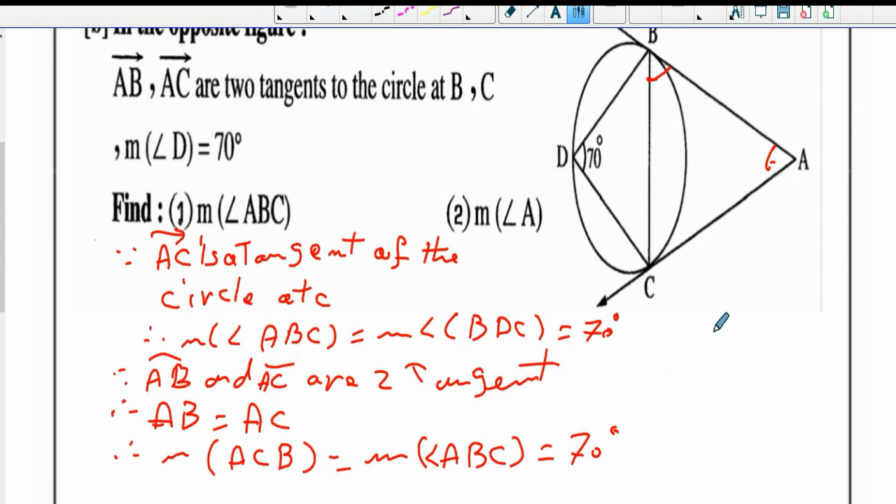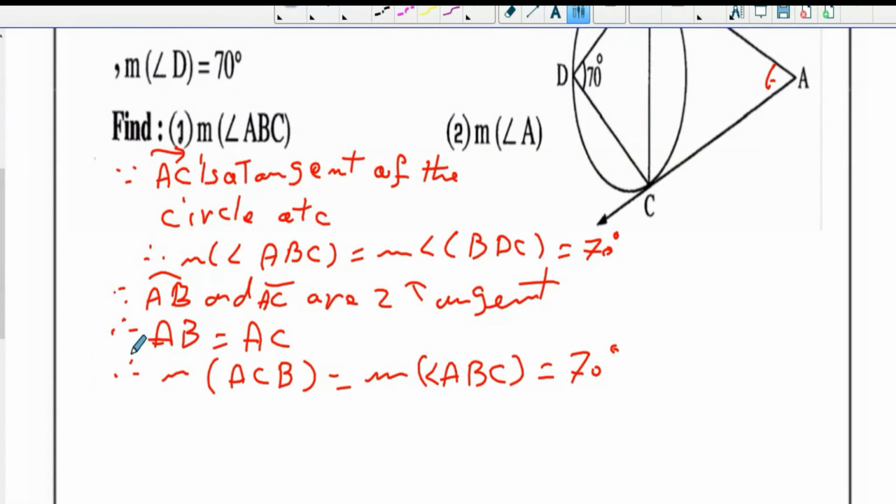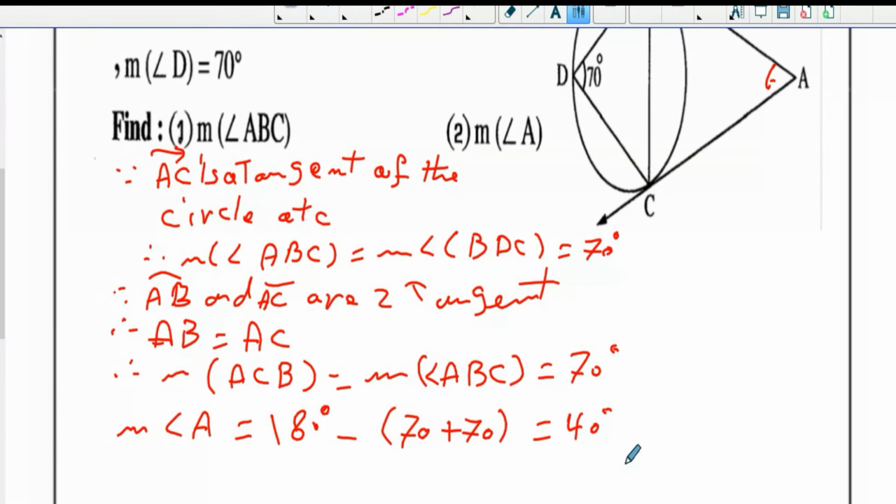Now I can find the measure of the angle A. Therefore, measure of the angle A equals 180 minus bracket 70 plus 70, which equals 40 degrees. The next question.